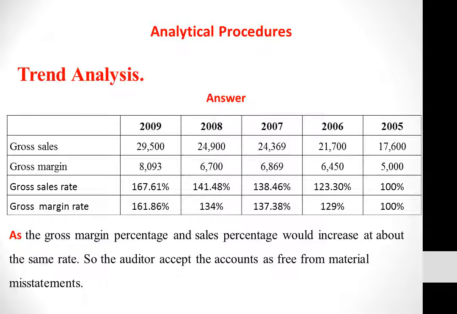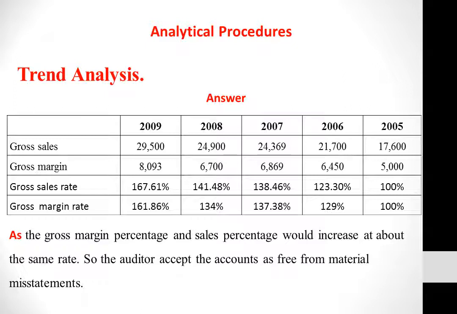For 2005, 5,000 divided by 5,000 gives us 100%. In 2006, 4,500 divided by 5,000 gives us 129%. In 2007, 869 divided by 5,000 gives us 177.38%. In 2008, 6,700 divided by 5,000 gives us 134%. In 2009, 8,900 divided by 5,000 gives us 161.86%. Okay, check this rate.